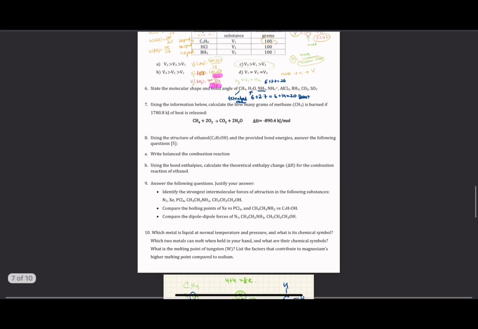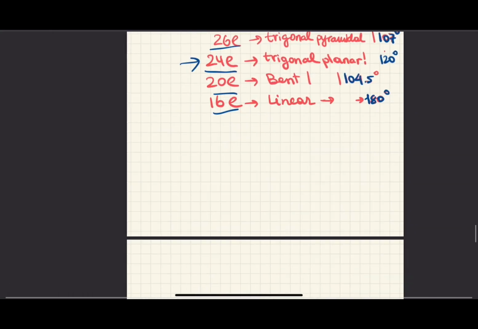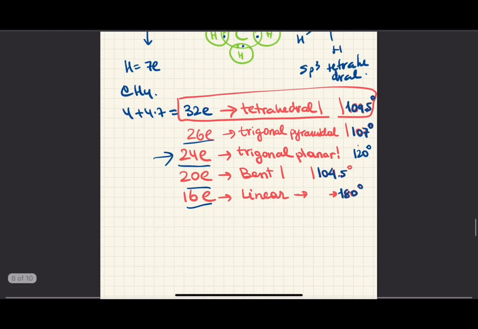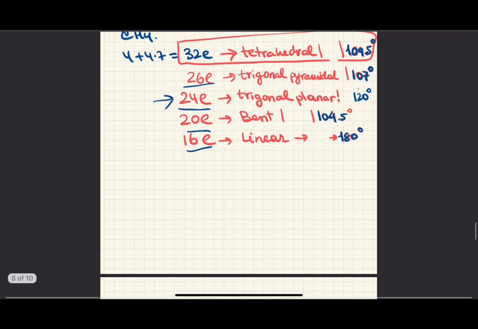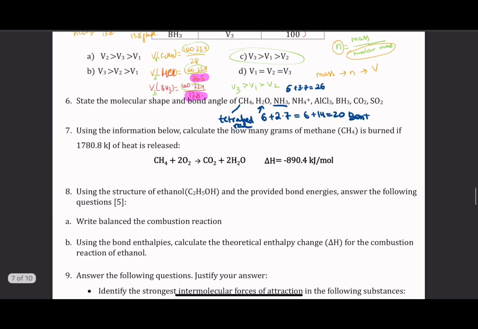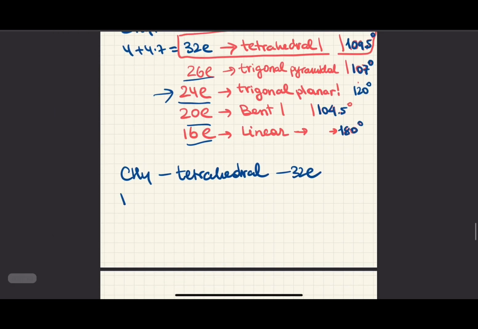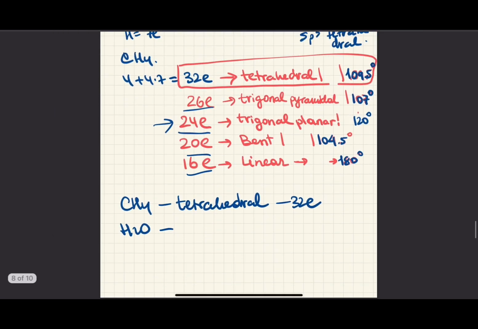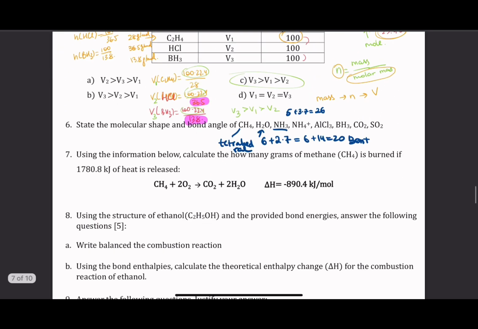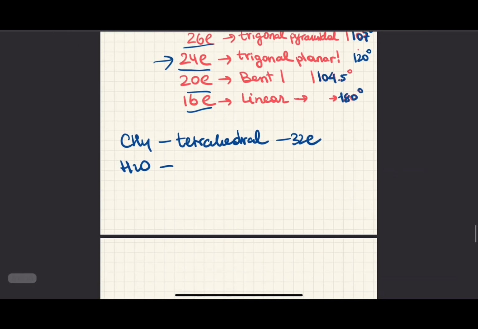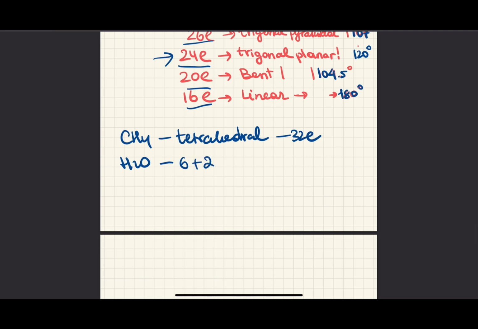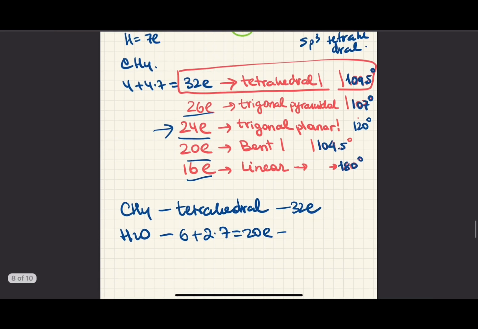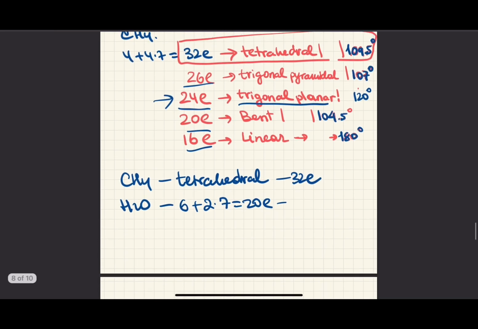So now let's write them in here. CH4, we did the calculation with you. It is 32 electrons, tetrahedral. And then we have here H2O. H2O, we found it to be how many electrons? So in here we have oxygen. Oxygen is 6, hydrogen is 7 for each. So this is 20 electrons. So this in here is bent.